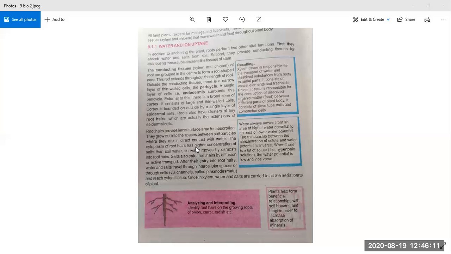So after their entry into the root hairs, water and salt travel through intercellular spaces. Intercellular spaces mean the spaces among the cells. So the extra water will move towards the intercellular spaces and go through cells via channels called plasmodesmata. You also learned this definition in chapter number 4. Plasmodesmata are those small tubes which make channels, which link the cells inside the body of a plant, and reach xylem tissue. So once in xylem, water and salts are carried to all the aerial parts of the plant.